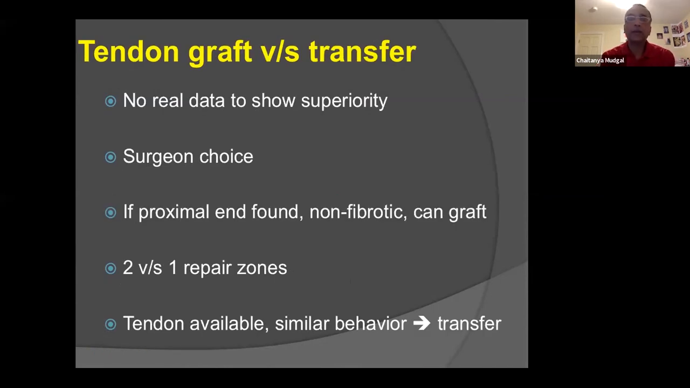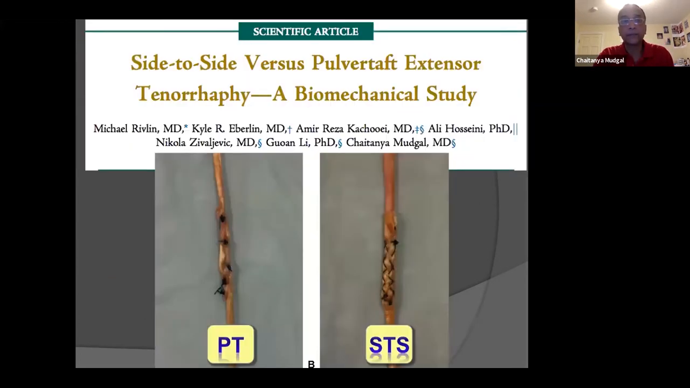Which is better, graft or transfer? There is no real data to show superiority. It really boils down to your training and surgeon choice. If you find the proximal end, it's non-fibrotic and the muscle belly is still pliable, you can graft it. You have to decide whether you're comfortable with two repair zones or one repair zone. And you can do a tendon transfer if you find an available tendon with similar behavior.